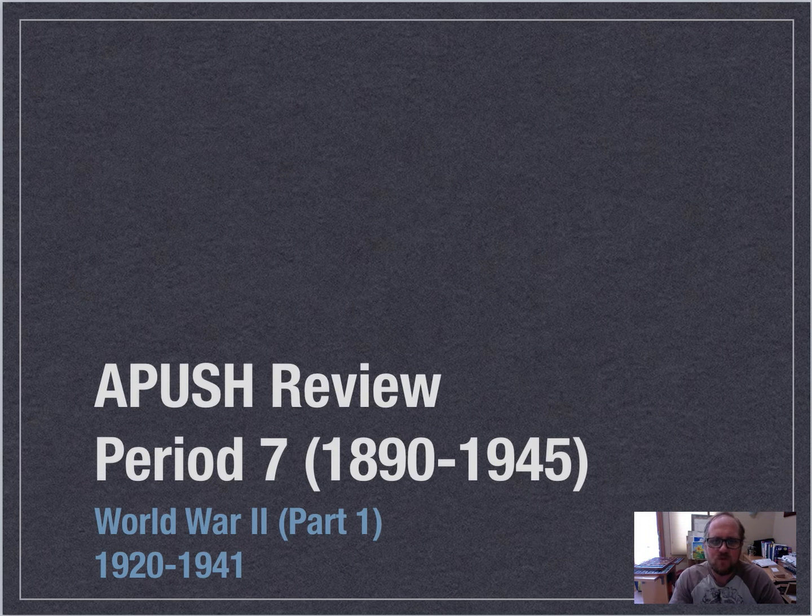This is APUSH Review, Period 7. Period 7 goes from 1890 to 1945, like we've already talked about. In this part, we're going to be looking at World War II. I divided this up into two sections. Part 1 is pretty much what happens prior to America getting involved in World War II itself, and then Part 2 is the war itself and the American home front. So let's get right to it.